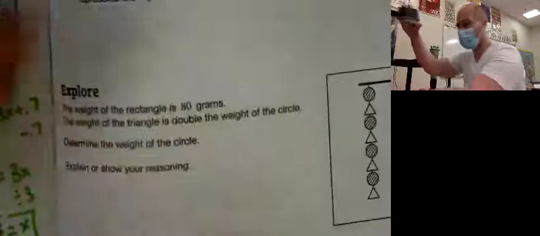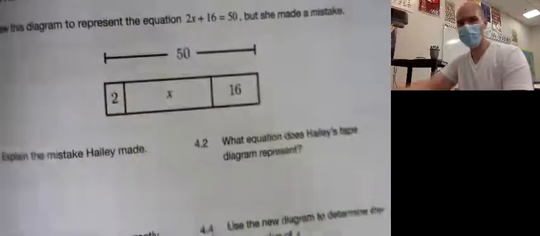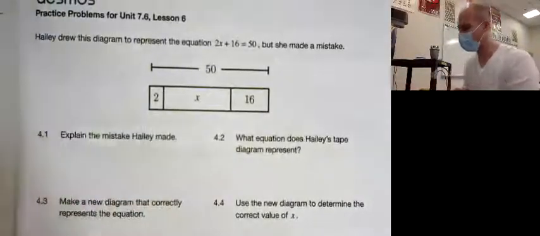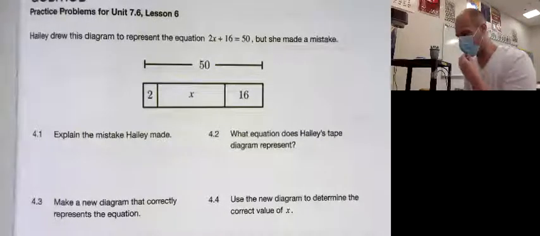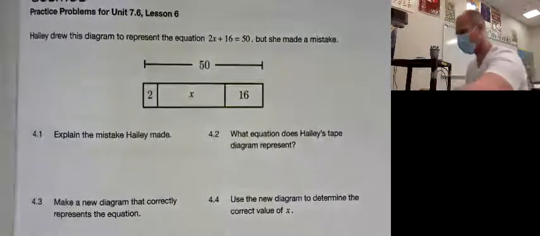All right, so let's go on to the next one. Zoom out a little bit. And it says, Haley drew this diagram to represent the equation 2x plus 16 equals 50. But she made a mistake.